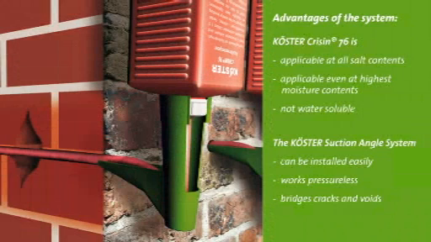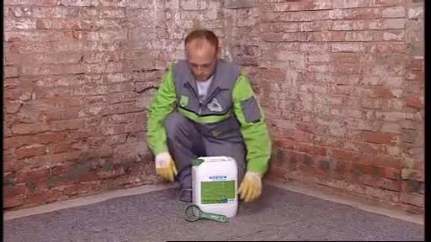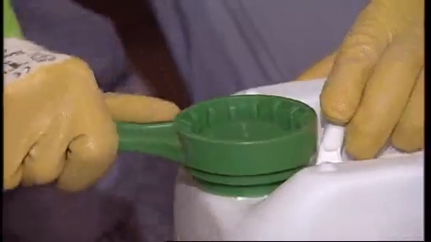The Köster Crisin 76 system is applicable independent of the water and salt content of the wall. It can't be diluted in water and will not rot. The Köster suction angle system is simple and easy to install, and thanks to the pressureless injection, distributes the material evenly and without loss in voids or cracks. The wall is treated with Köster Polysil TG500 along its base to solidify the masonry and lock in the salts.